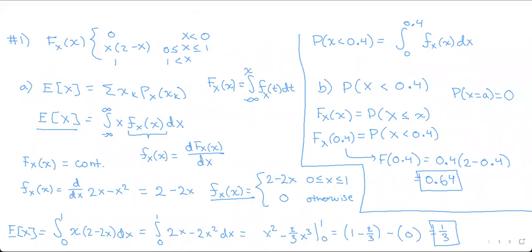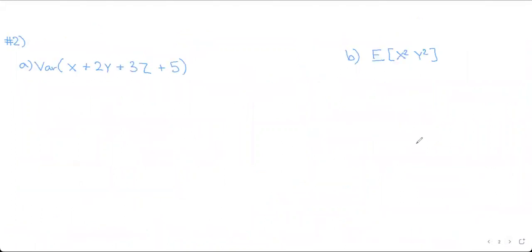Let us now move on to problem number 2. So in problem 2, we are given x, y, and z. We're told they're mutually independent random variables. They all have the same mean and variance. So we know that the expectation of x equals the expectation of y equals the expectation of z, and they all equal 4.